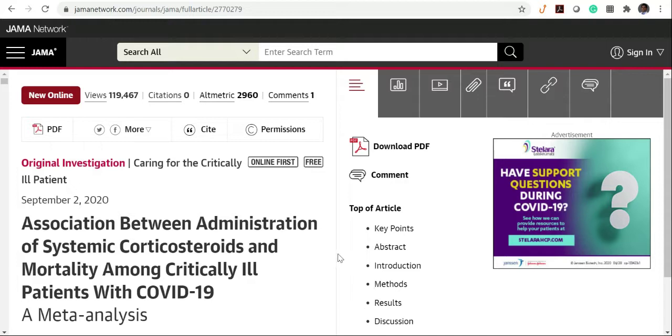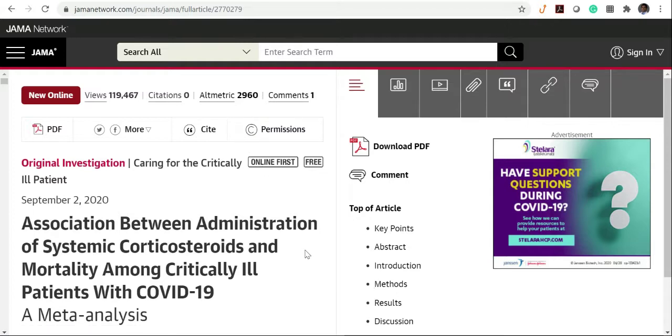This particular article here was published in JAMA, the Journal of the American Medical Association, on the 2nd of September, just a couple of days ago. As we can see, it has a very high view count and a very high Altmetric score as well.